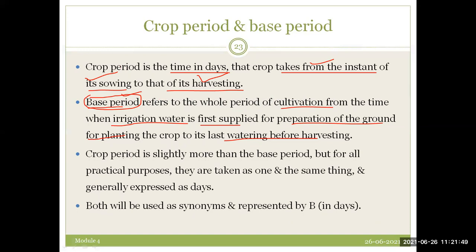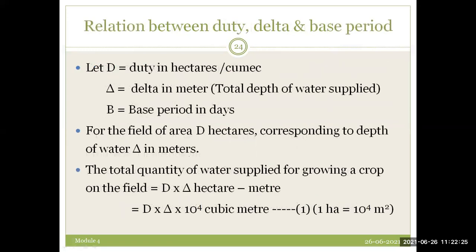Here the crop period will be slightly more than the base period, because crop period runs to the time of harvesting, but base period ends before harvesting. But for practical purposes, we usually take crop period and base period as one and the same. The unit of crop period and base period is days, and both are represented with the symbol B.